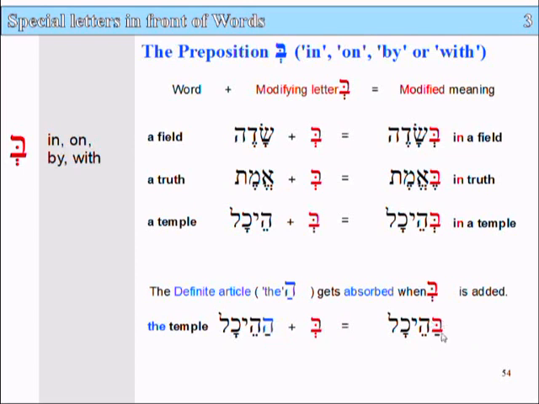But the bet now has a patach under it. It has a long ah sound instead of a short eh sound from the vocal shva that it normally would have. That's because the hay has got absorbed. Just think of it as you would naturally say it. You would say ba-ha-heychal. And if you say it quickly enough, it's kind of ba-heychal. The hay gets absorbed into the bet. So there we go. Baheychal. That means in the temple. In the temple.